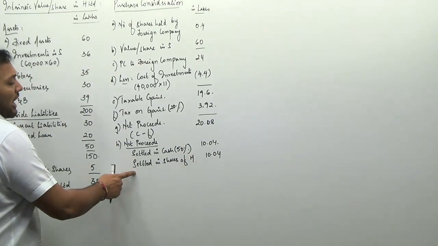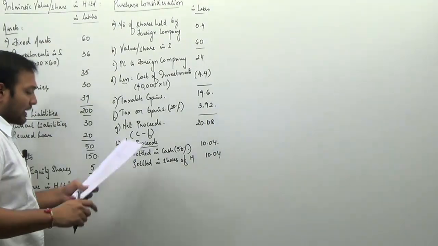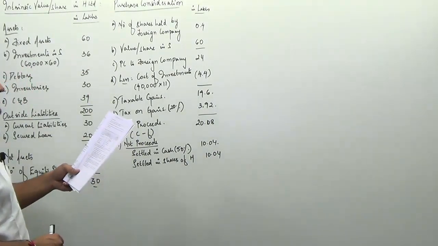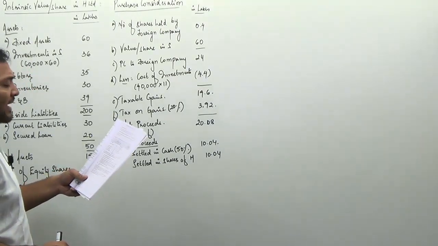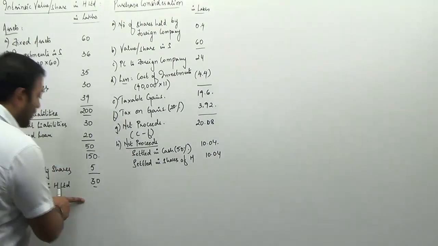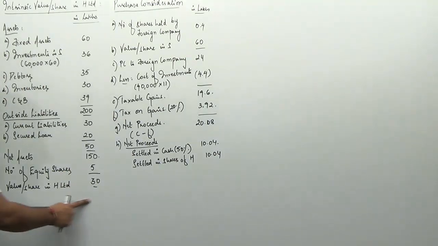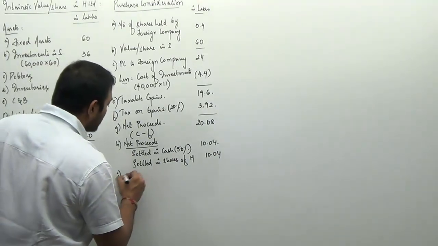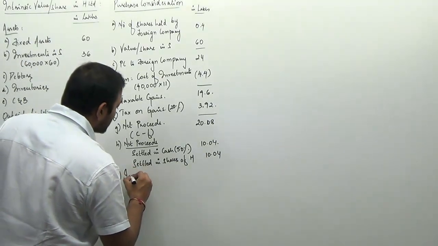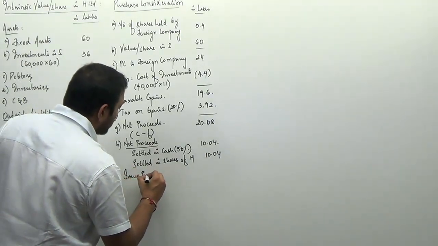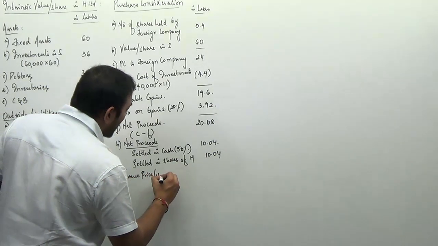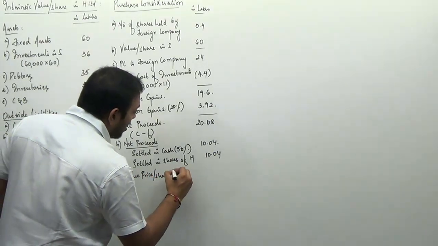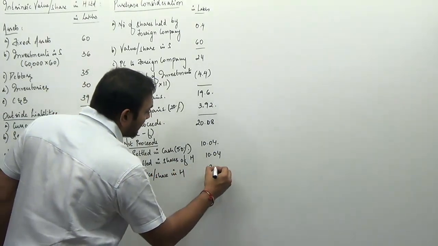Now, at what rate am I issuing? Read that point number 3. The balance consideration to H Limited will be issued at their intrinsic value. For the first working note, I had my intrinsic value. You can use that. Issue price per share in H, 30.